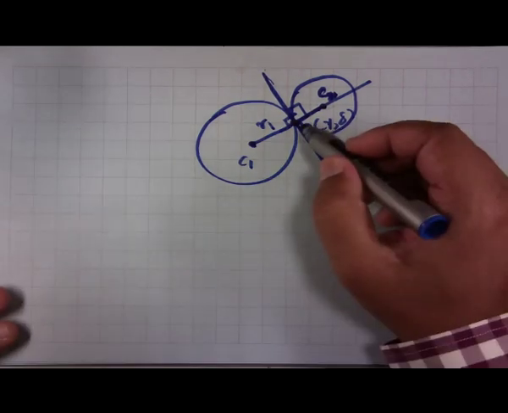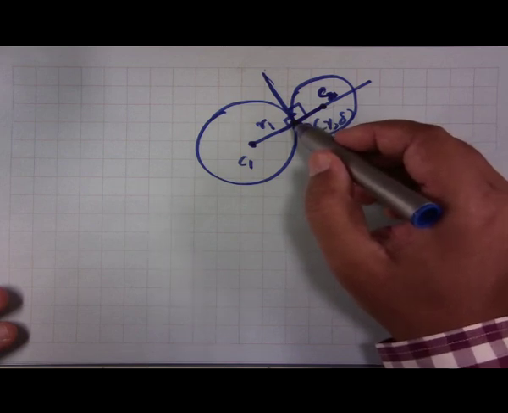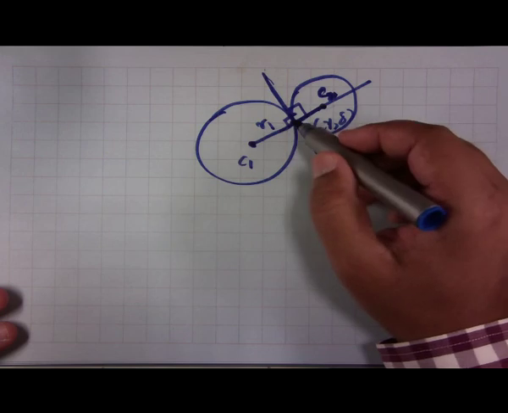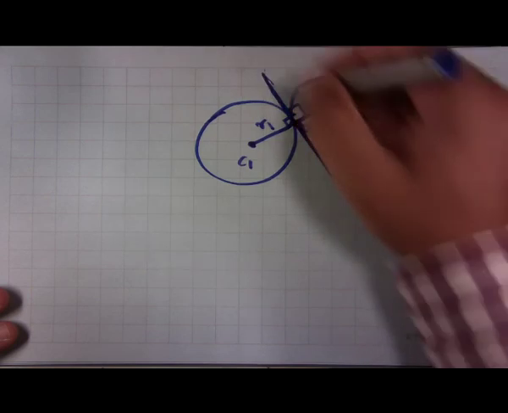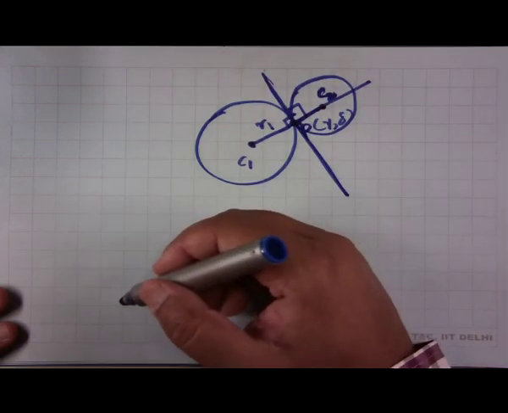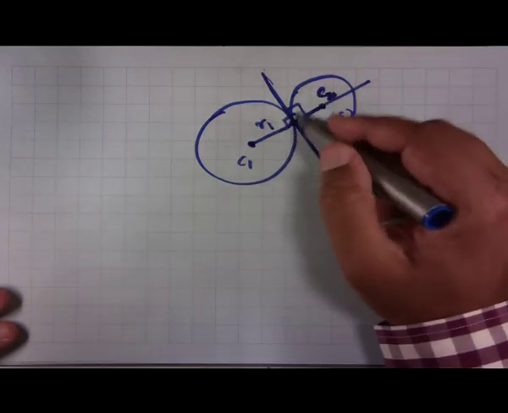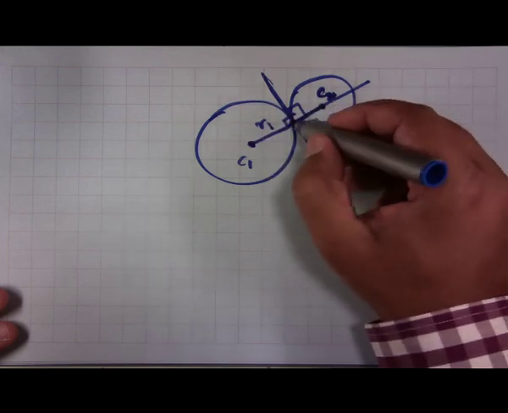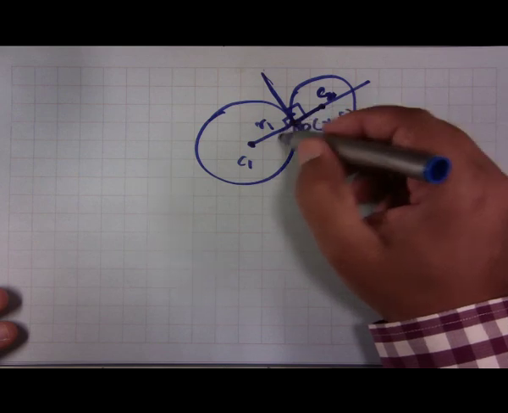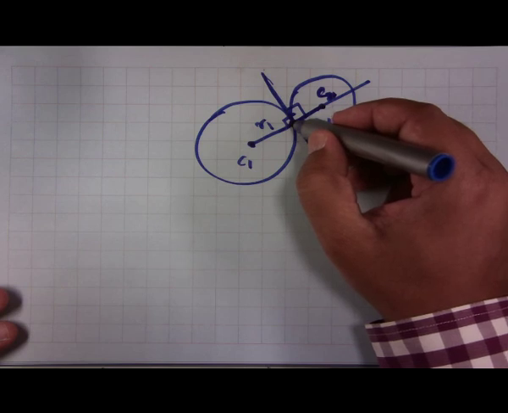And now, we know precisely that this point P lies on both the circles, and it also lies on the transverse common tangent, right? And because this point is lying on both the circles, it is clear that this point is common to both the circles, and therefore both the circles are actually touching at only this point.